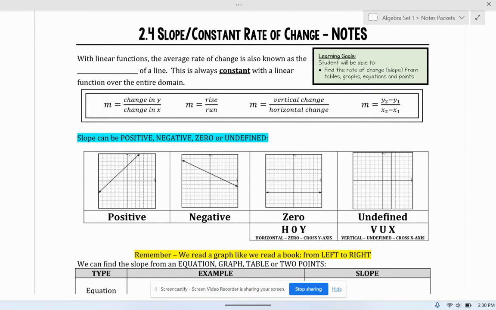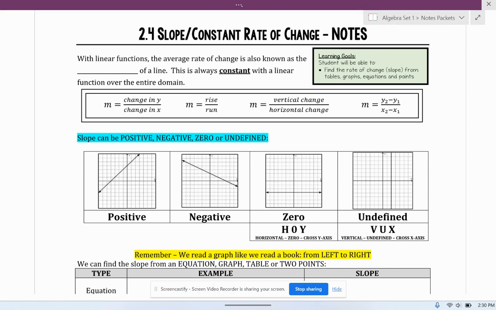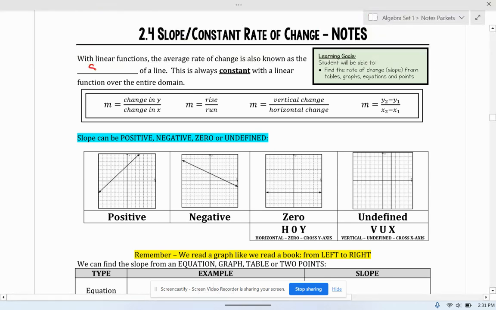So, with linear functions, the average rate of change is also known as the slope of a line. This is always constant with a linear function over the entire domain. That means you are adding or subtracting the same amount each time.